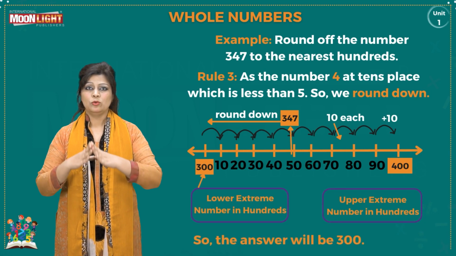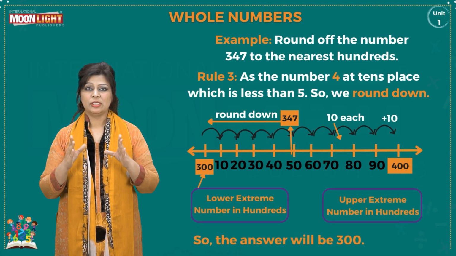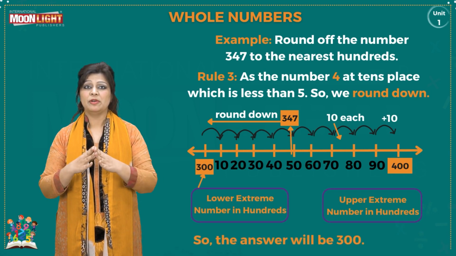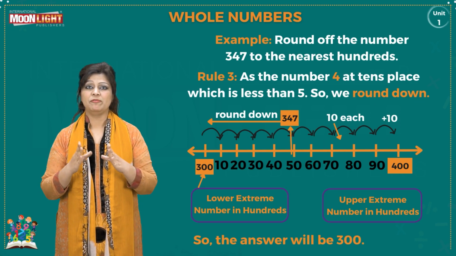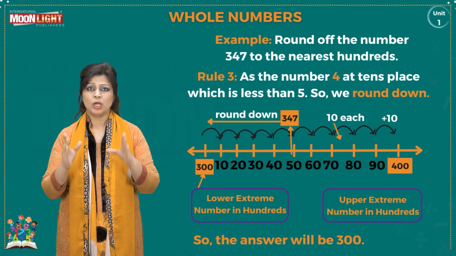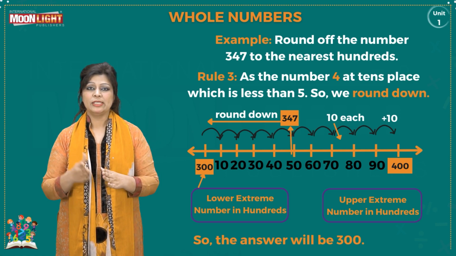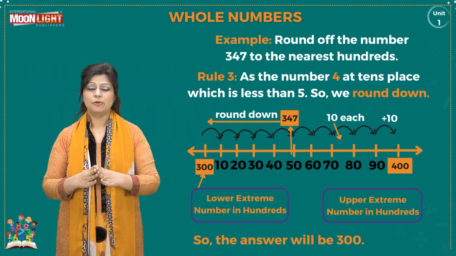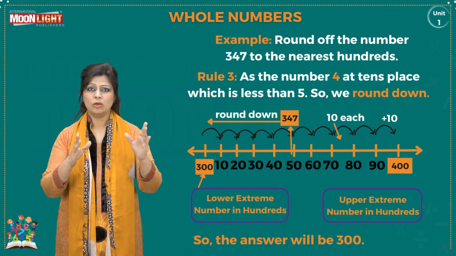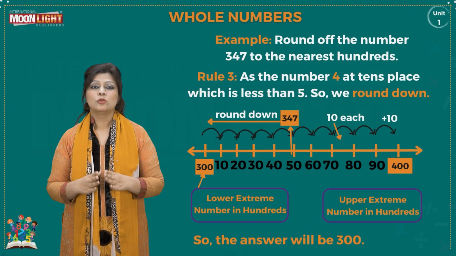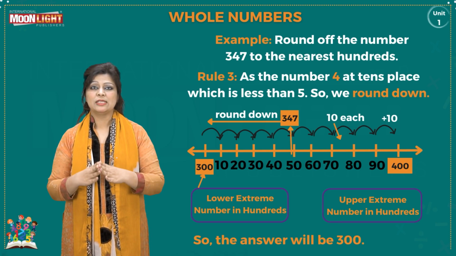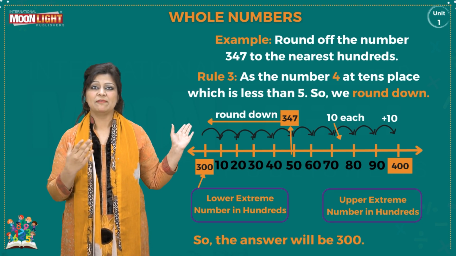Now, we are going to show this number on the number line as well, but this number 4 is going to tell you what we are going to do. We are going to round up or round down. As number 4 is less than 5, we are going to round down according to rule number 4. So, finally we have the answer.